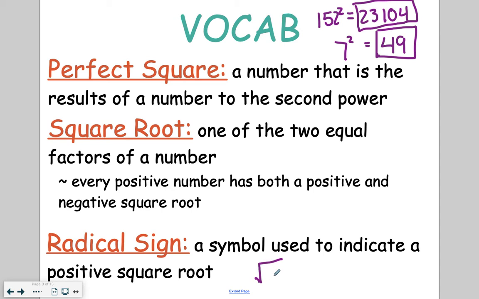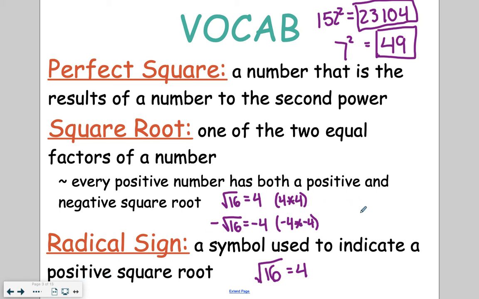If I was going to say the square root of 16, for example, that answer would be 4. You can take the square root of 16 and get the answer of 4, because 4 times 4 is equal to 16. Or you can have the negative square root of 16, which is going to give you negative 4, because negative 4 times negative 4 is also positive 16.